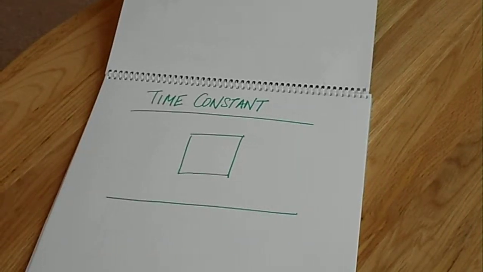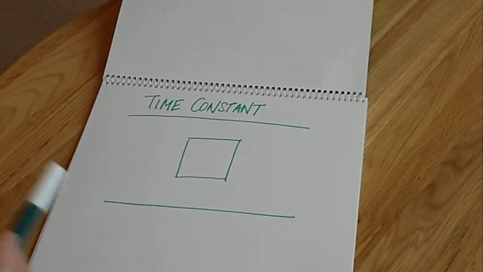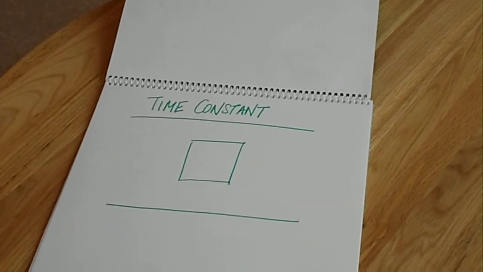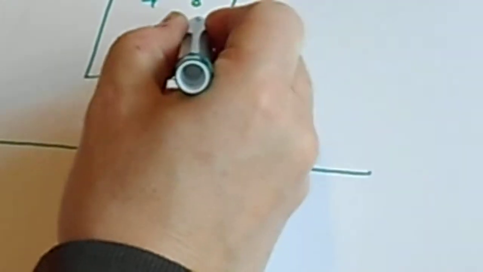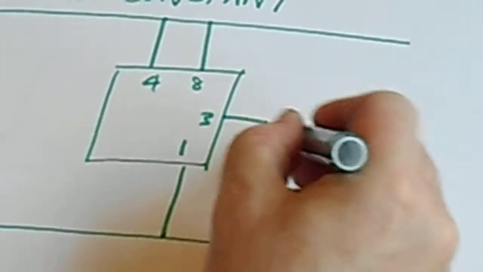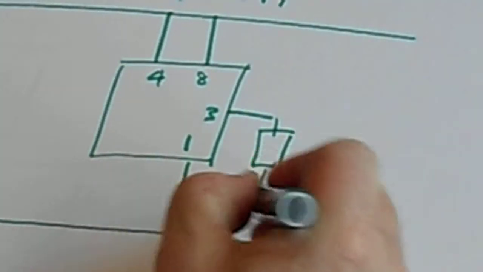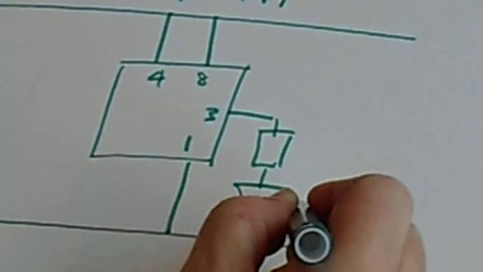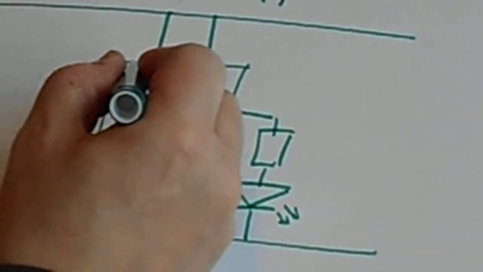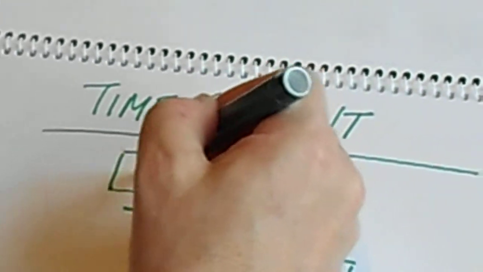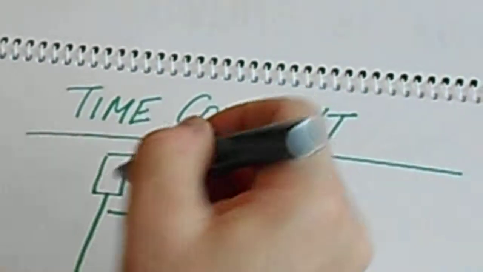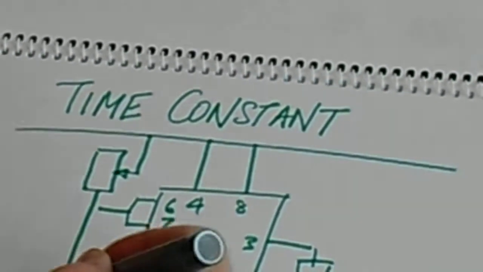Okay, now this is the time constant calculation which connects to the 555 timer, which you're familiar with. Pin 4 and pin 8 go to the top rail, pin 1 goes to the bottom rail, pin 3 is the output, and we'll use a resistor and we'll use an LED. Pin 6 and 7 are the actual timing bit, and this is the bit I want to concentrate on. So that's a variable resistor, sometimes called a potentiometer. This is a capacitor.